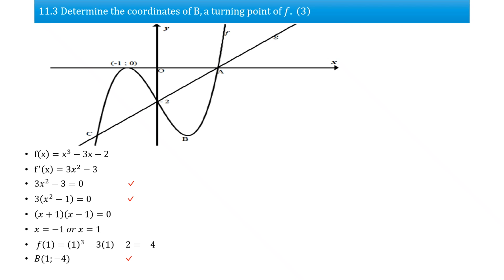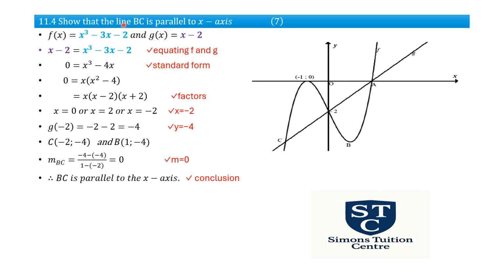Let's look at the last question here. Now they say 11.4, show that the line BC is parallel to the x-axis, for 7 marks, right? So we have the coordinates of B as minus 1 and negative 4, so we need the coordinates of C. C is the point of intersection, so that's where the two graphs meet: x minus 2 and x cubed minus 3x minus 2. So I'm going to equate the two, and we give you 1 mark for making them equal to each other, because at the point of contact they are equal to each other.